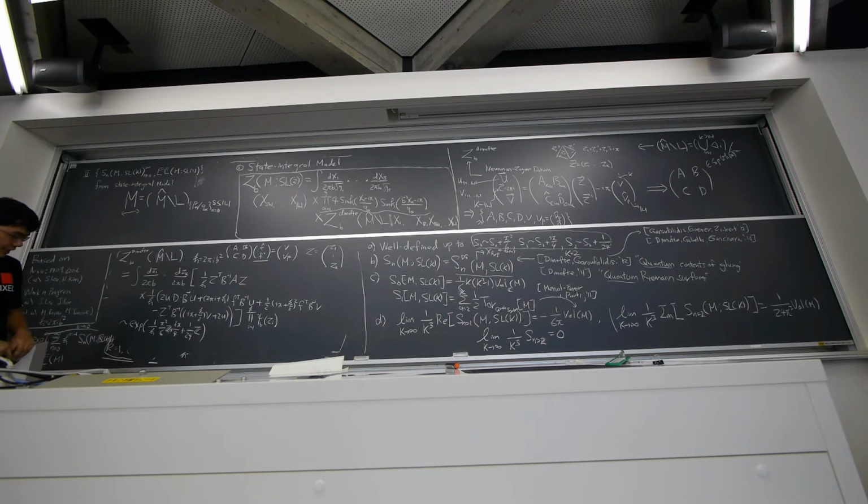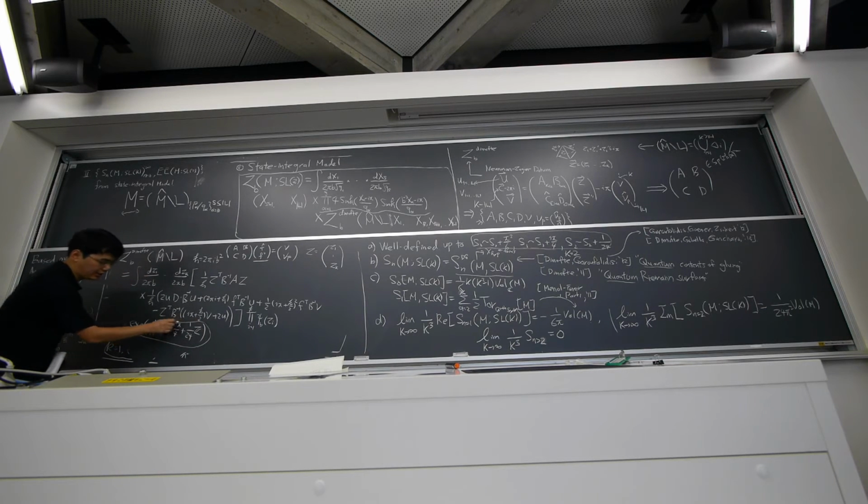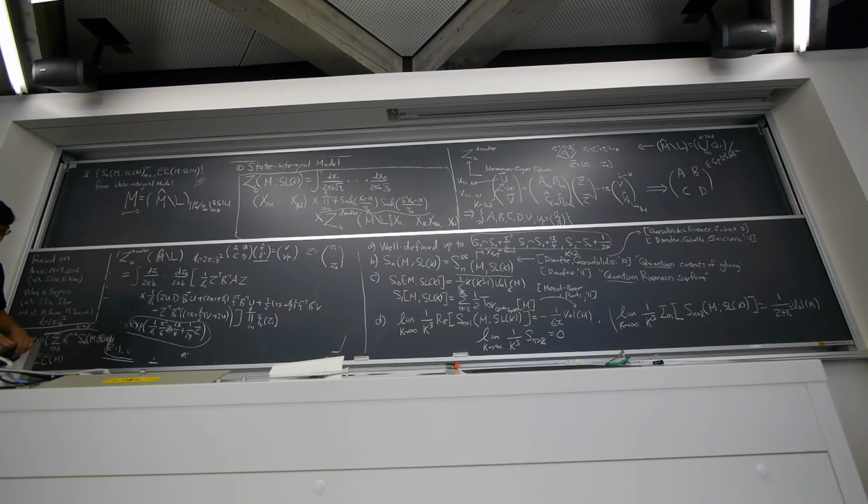So they carefully checked that the ambiguity of this expression is only given by this number, only this factor, and if we change to another representation, this is changed by only this factor. So up to this factor, this state integral model is well defined. They carefully checked these kinds of things.